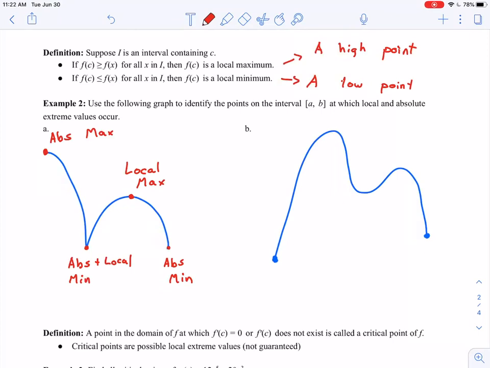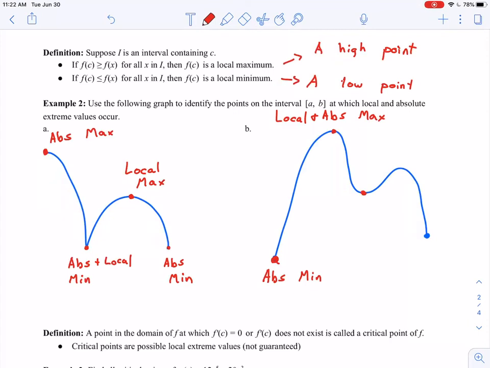On the next graph, part B, we'll start again by identifying those absolute extreme values. I'm going to pick the lowest point, which it appears is right here. Here is my absolute minimum. This point right here looks like it's my absolute maximum. And then I also want to be able to pick out any local extreme values. So let's even just start right here. This is a high point. It also happens to be the highest point. This is also a local maximum. So it is a local and an absolute maximum.